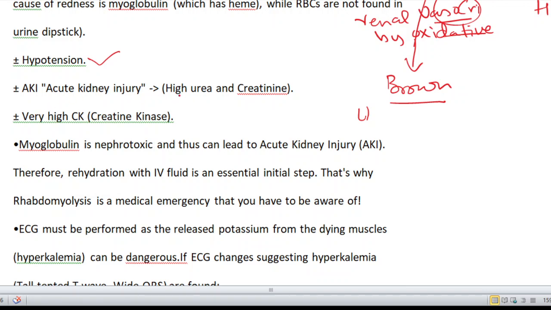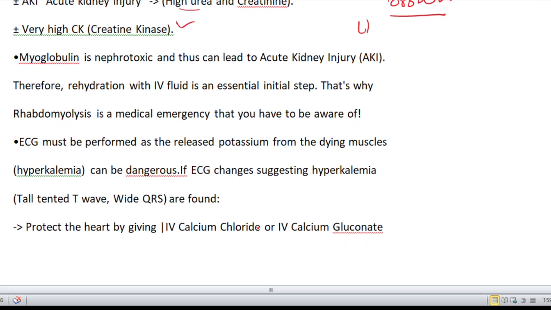AKI, acute kidney injury, because of the myoglobin, high urea and creatinine, very high CK, and this is very specific. Myoglobin is nephrotoxic and thus can lead to acute kidney injury. Therefore, hydration with IV fluids is an essential initial step. That's why rhabdomyolysis is an immediate medical emergency you have to be aware of. An ECG must be performed, as potassium is released from the dying muscle. Hyperkalemia is dangerous. If there are ECG changes suggesting hyperkalemia, tall T waves will be present and a wide QRS will be formed.